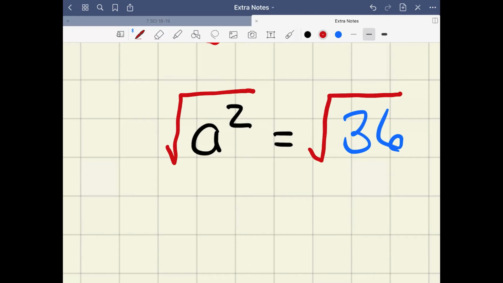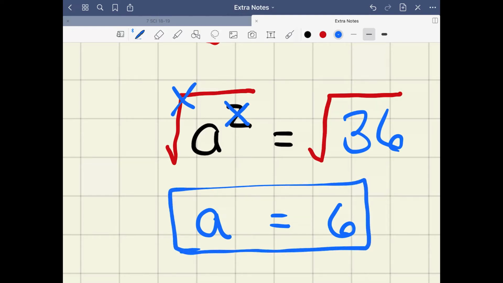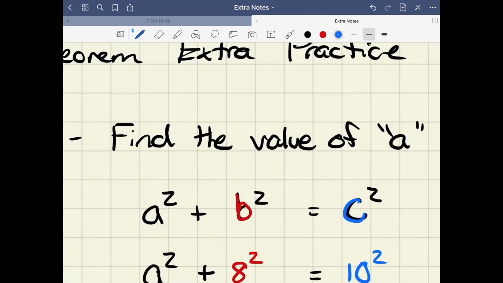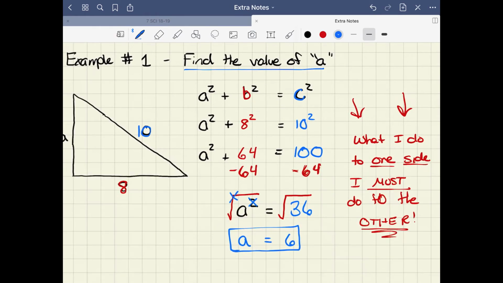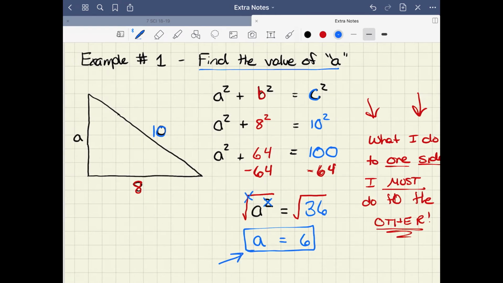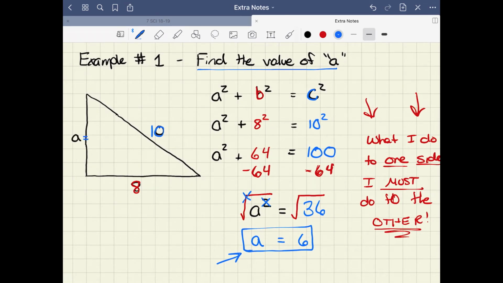The beauty of this equation, and the way that this works, is that this squared value is going to go away, and this square root is going to go away, and I'm going to be left with A, and the square root of 36 is 6. So A equals 6. The original problem was find the value of A, and we found the value of A right here. So you can come back over and we can put it on there, and we have a 6, 8, 10 triangle.